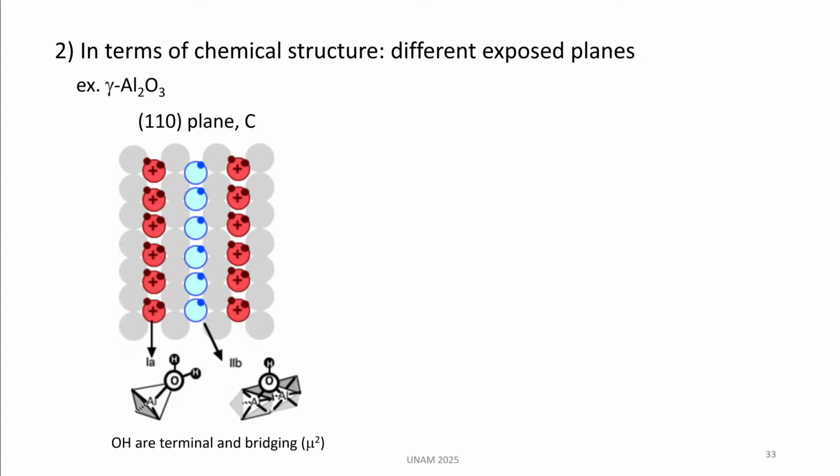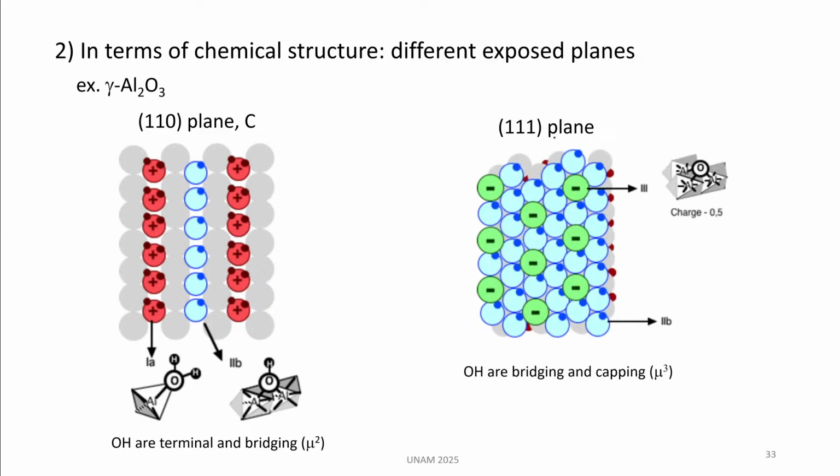H2O coordinated to a single aluminum, and OH between two aluminum atoms. Furthermore, the environment of the aluminum atoms is tetrahedral here and octahedral here. So you have these two types of surface groups. They have some names. They are called 1A and 2B. But if you cut the same crystal structure along 111, you will get a different set of surface groups.